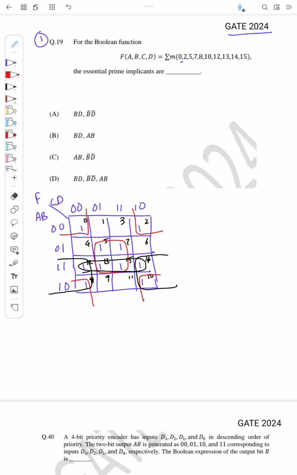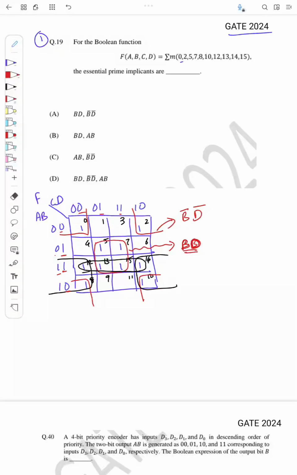Which means, so what we'll do, I'll write the minterms or implicants corresponding to these clubs, right? So for this middle one, what is the term? Here a will be cancelled, so b will be remaining. So b, and here only d will be remaining. So bd is the implicant corresponding to this group. Okay, and what about the cornered group? Here b bar will be there, and in this case we have d bar. So we have b bar and d bar.